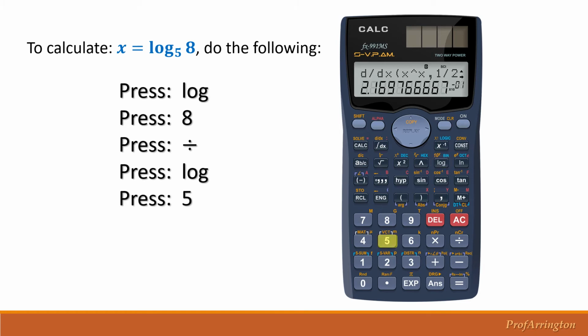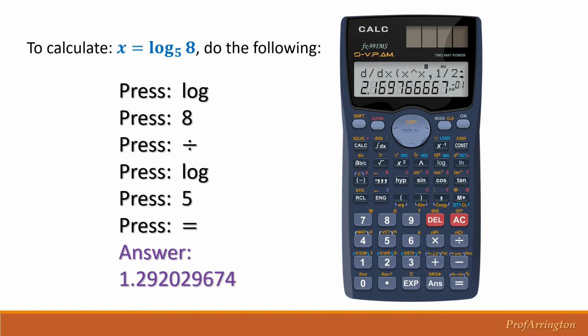So to recap, what I've done here is I've said the log of 8 divided by the log of 5. In other words, the log of the number divided by the log of the base. And when you do all of that, you press equals. And when you press equals, there's your answer. So the question may arise, hey, can I do this with the natural log as well?